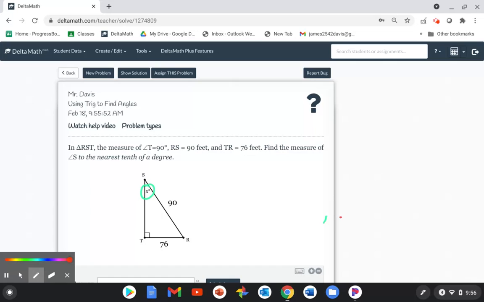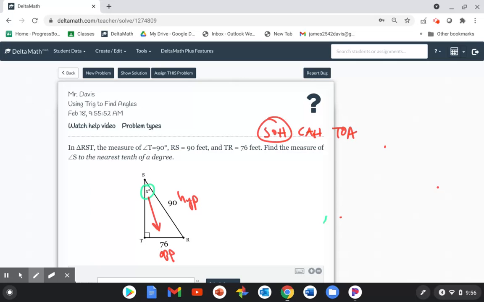We've got, here we've got opposite, and we've got hypotenuse. So with our SOHCAHTOA, opposite and hypotenuse will be sine. So that's going to be a sine of x equals 76 opposite over 90 hypotenuse. So pretty simple. All we're going to do to solve for this is take the inverse sine of both sides. So x equals inverse sine of 76 over 90.